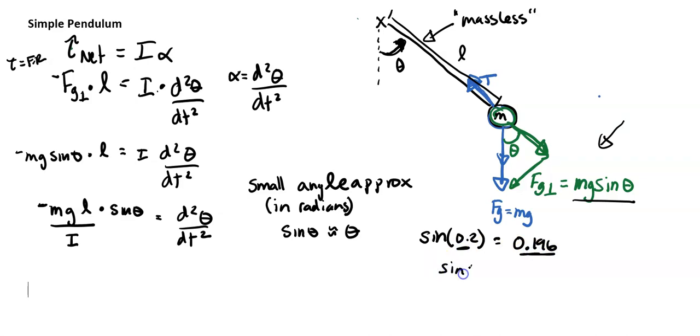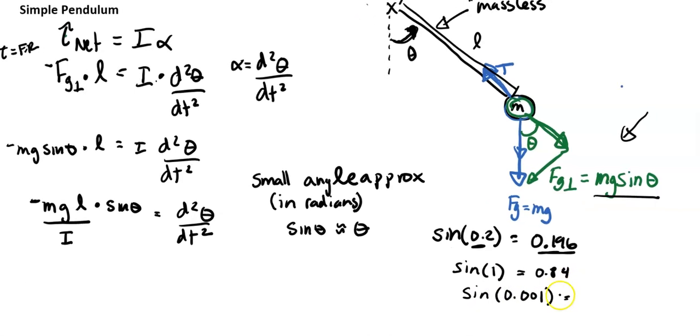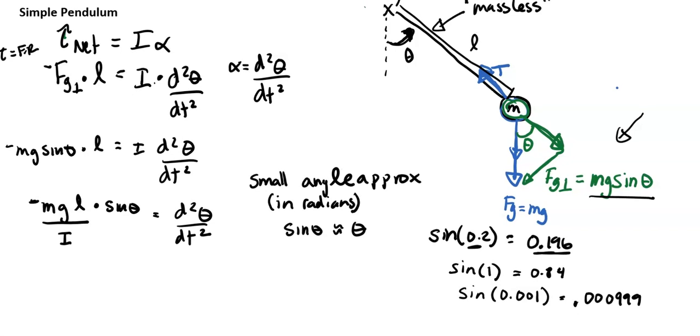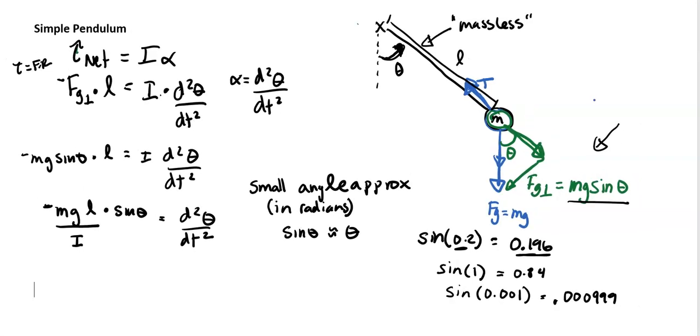You could try it with different numbers, like what's sine of 1? Sine of 1 is, okay, not quite as close, because 1 is not a super small angle in terms of radians. So let's do another small one. Let's do sine of 0.001. Oh my goodness, that's so small. It's 0.000999, which is basically rounded to 0.001. So again, this whole derivation only works for super small angles.